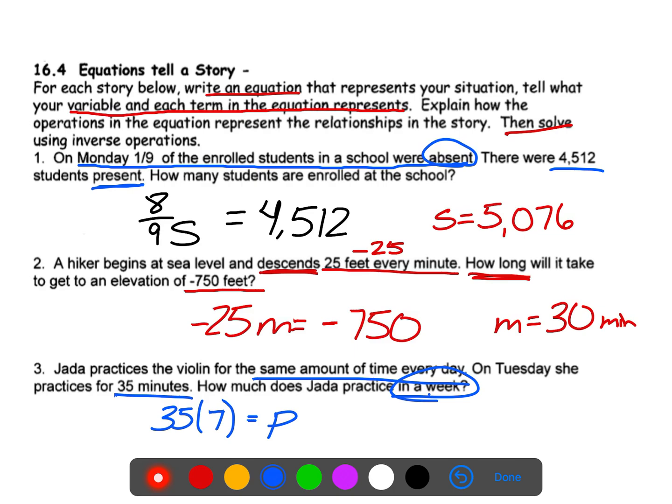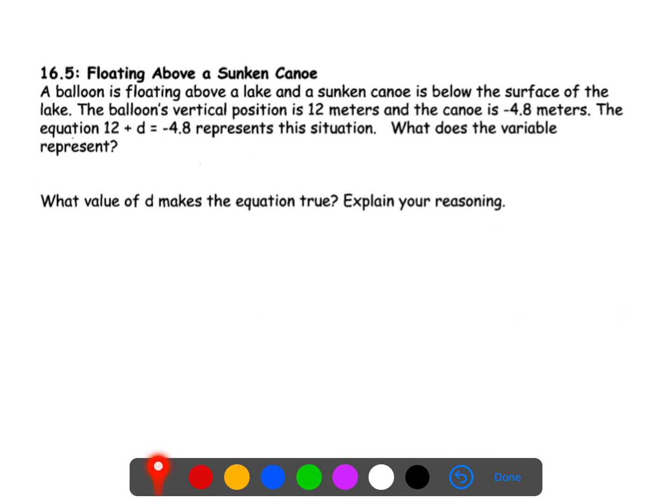Now, it looks a little different because we don't usually have our two numbers being multiplied here. But truthfully, it's okay. And if we just multiply them, we'll have the amount of practice time equal to 245 minutes. And in a question like this, I'd want to make sure that it didn't ask for an answer in hours or something that's trying to trick me up a little bit. Okay? On to the next activity.